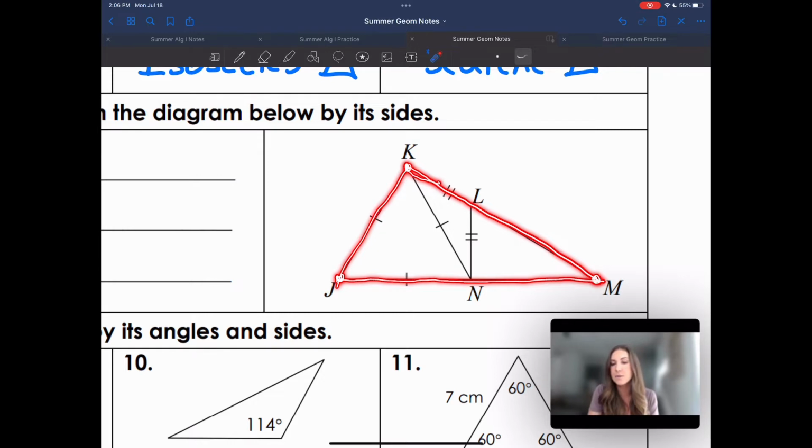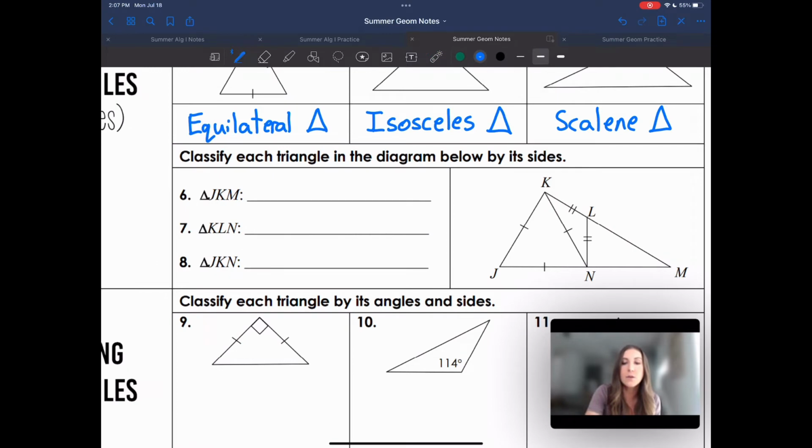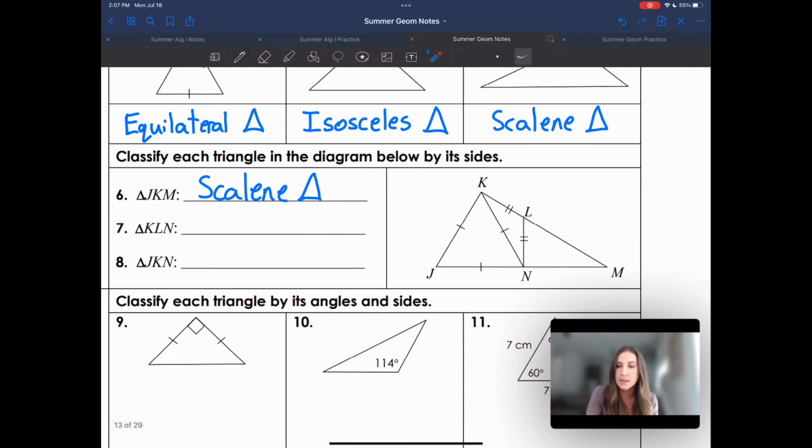Now JKM doesn't look like it has any sides the same. You do see these little tick marks like here and here, but that's talking about this side and this side, right? If I'm comparing this side and this whole side, those are definitely not the same, okay? And then this side over here doesn't mark it congruent to either of the others. So this would be one where none are congruent, which would be a scalene triangle. Okay, number 7, we have triangle KLN. Let's take a look at it.